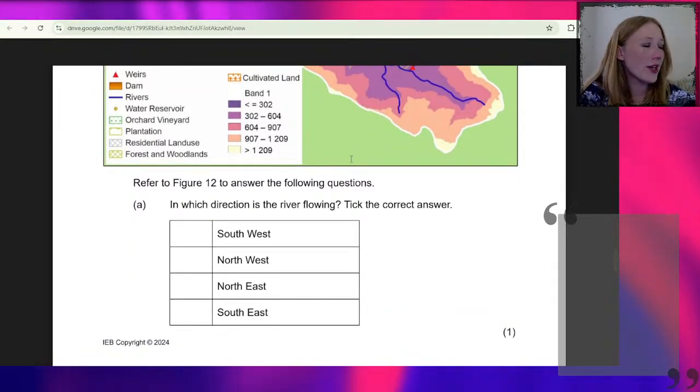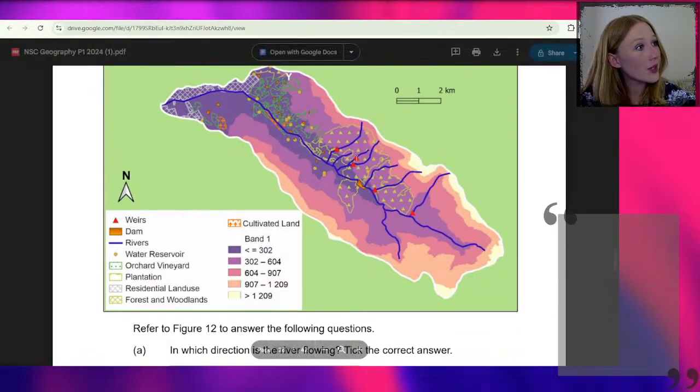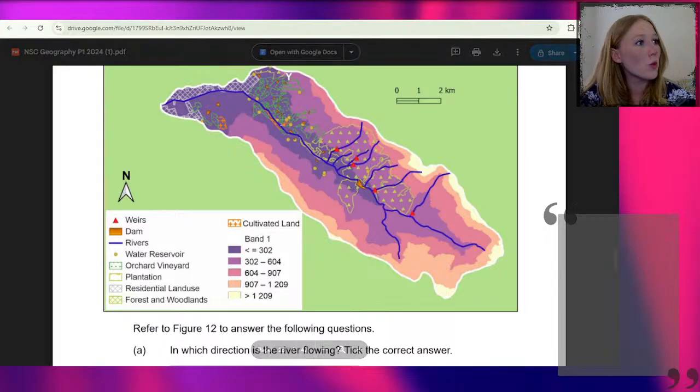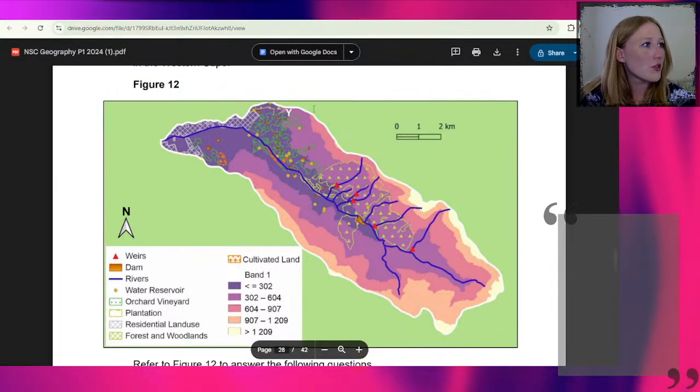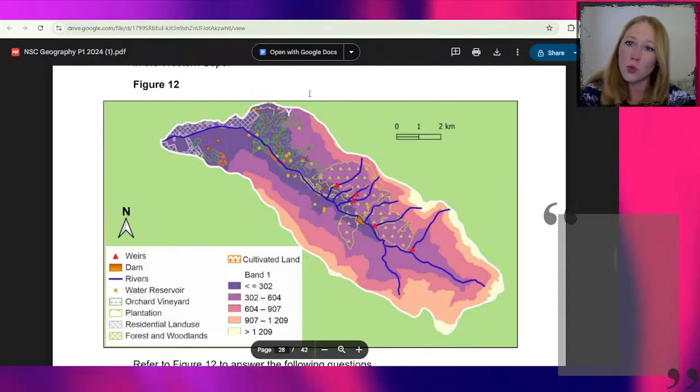In which direction is the river flowing? So the tributaries kind of point towards that direction. This way is north, so a northwest direction.